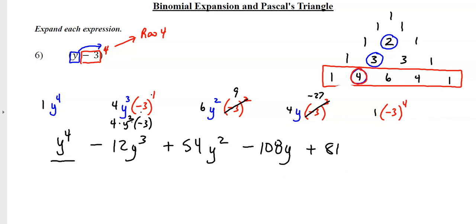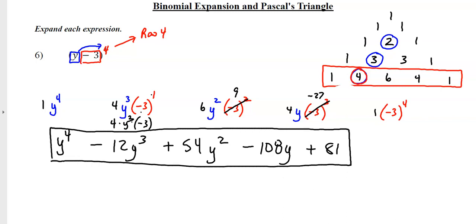And I now have the final answer without having to go through and multiply y minus 3 out by itself 4 times, gathering up like terms a bunch of times. This kind of does it all in one step for me. And it's a little bit tough when you first get started, but once you do 3 or 4 of these, it kind of makes sense.